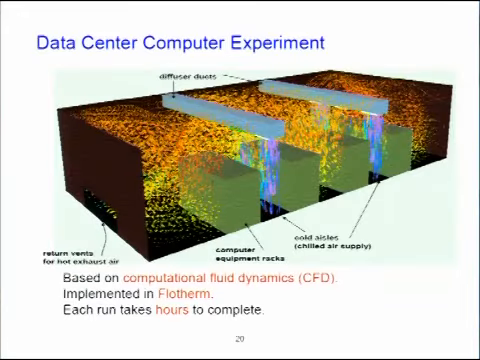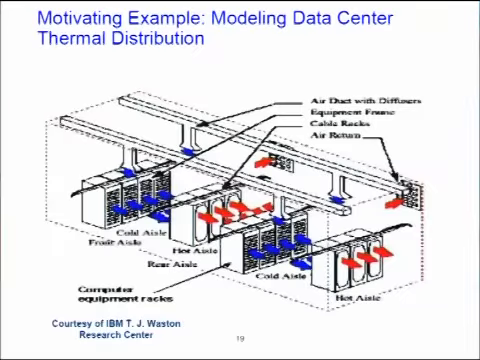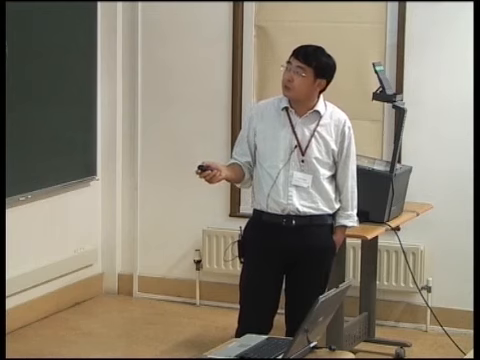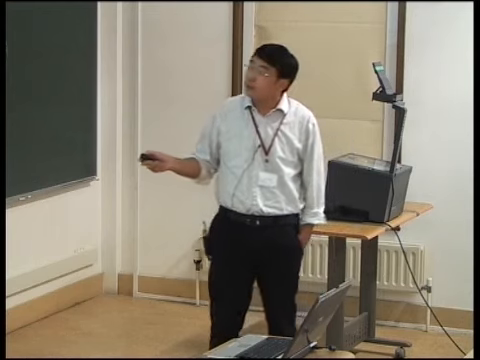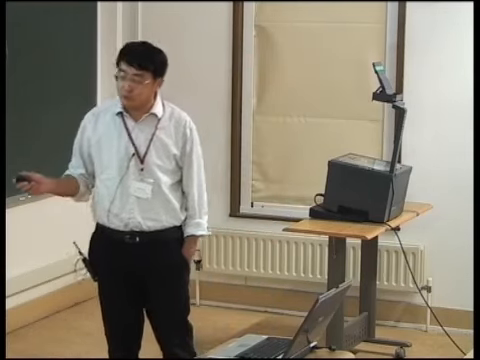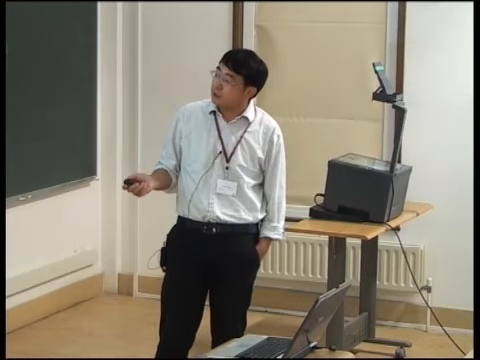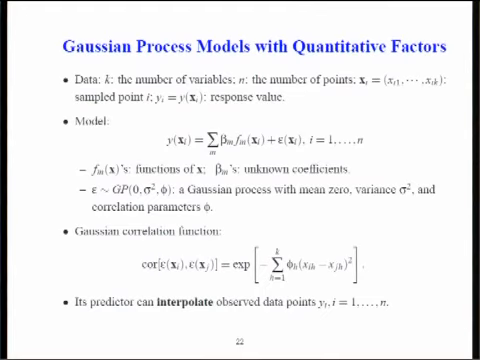Now let's talk about something very interesting. If I look at the factors in this data center experiment, we have two kinds of factors. One is continuous, another is categorical. Continuous ones are like temperature, rack power, etc. We also have another group which are categorical, like diffuser location and vent locations. The presence of the categorical variables makes the data center study very difficult. If you go back to the existing literature on emulators for computer experiments, there's one assumption made.